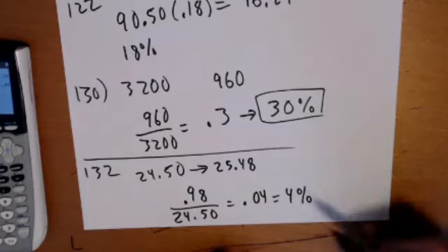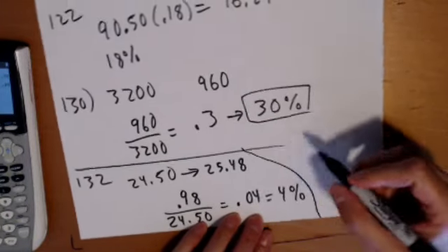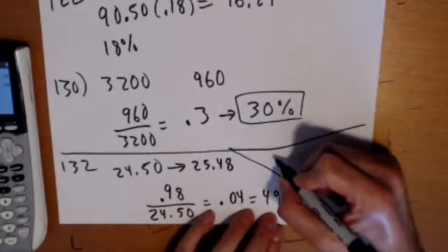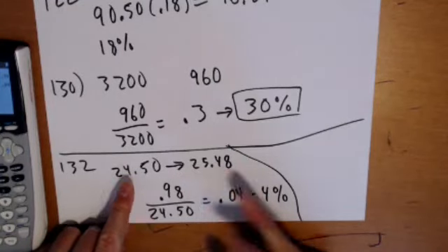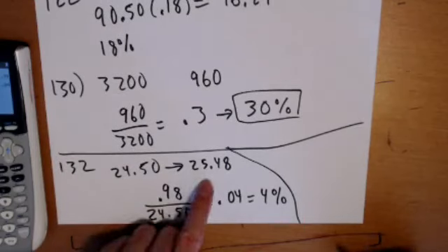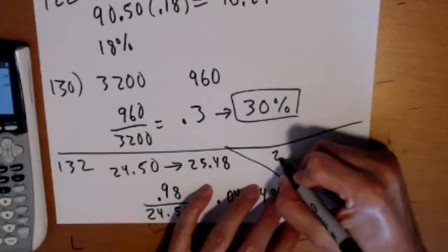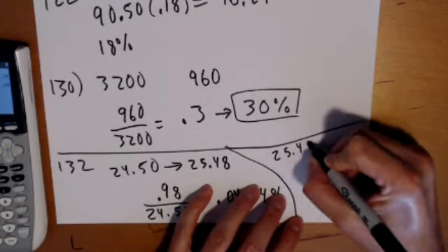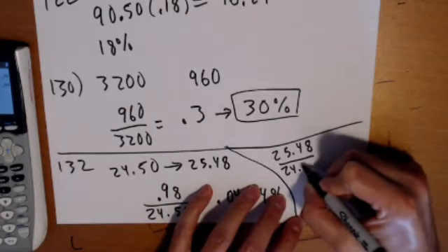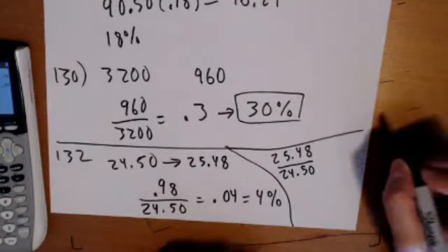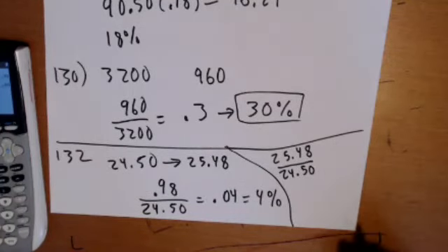Cool. Now here's a fancy trick. Our pay went from 24.50 to 25.48. So how much did it increase? What percent did it increase? So here's a fancy trick. I could go 25.48 divided by 24.50. You might not like this trick.